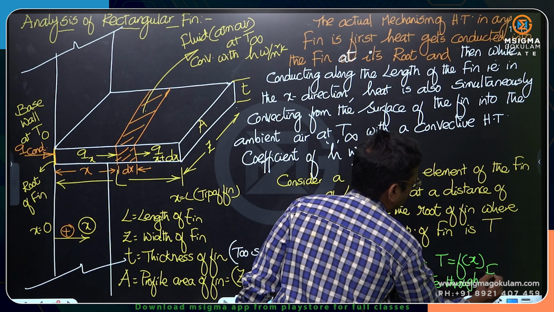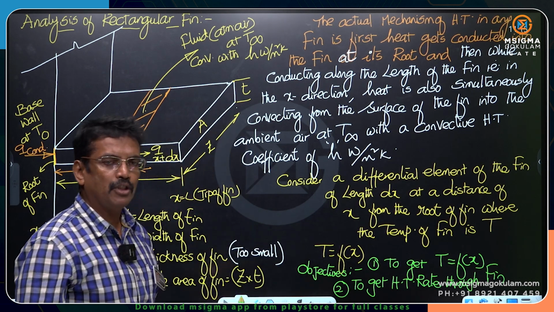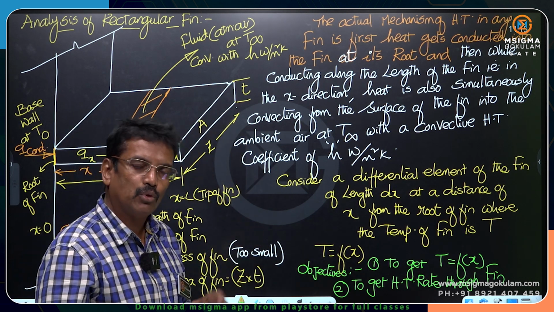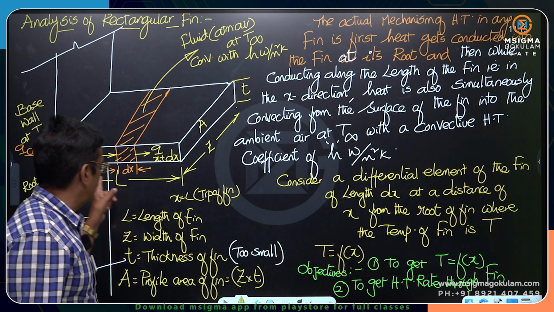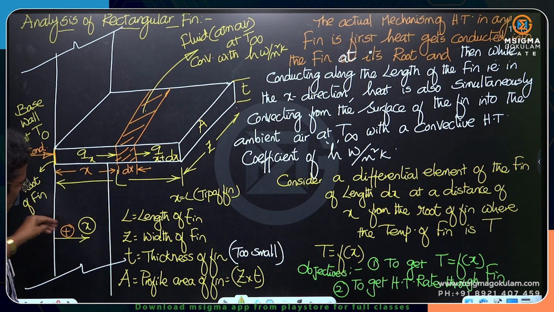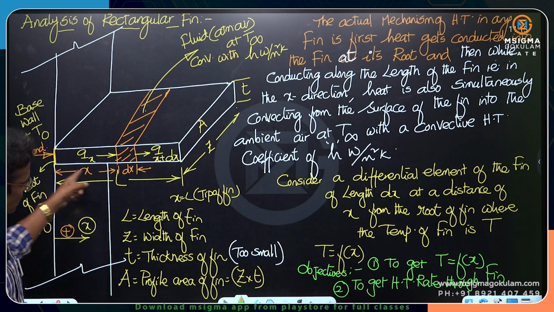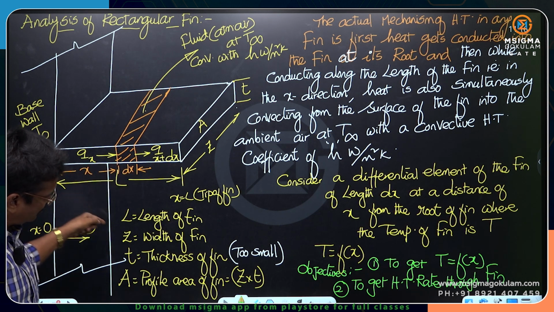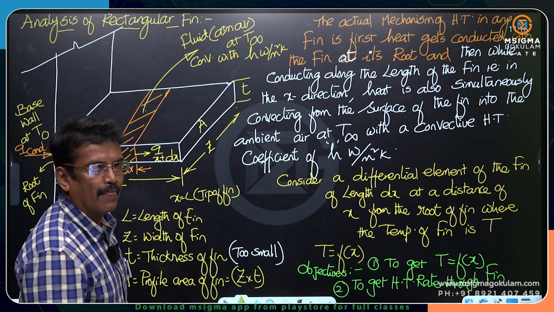Only one assumption. These two are the objectives. In any fin, my main objective will be these two. What is the first one? How does the temperature change from the root to the tip of the fin? What are the two limits, the two boundary conditions of x? One is x equal to 0 at the root, x equal to L at the tip of the fin. From the root to the tip, how does the temperature change with respect to the x direction? That is number one.